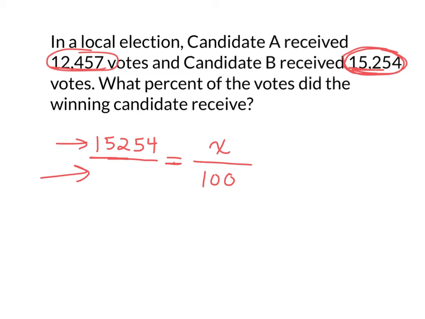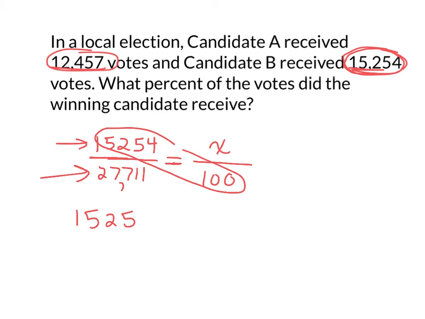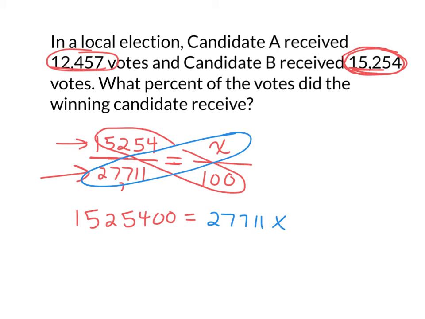And I came up with a total of 27,711. So the total amount of people that voted was 27,711. And candidate B received about 15,000 of those votes. So now I solve. I cross multiply. This times this would give me 1,525,400 equals the other multiplication, this times this, 27,711x. And that's a simple equation, right?